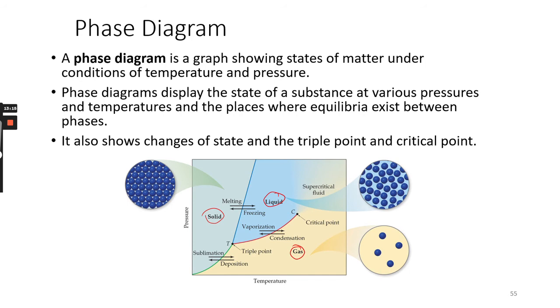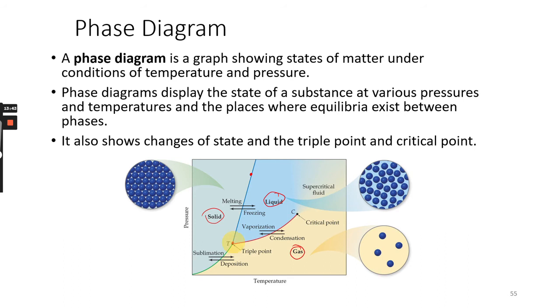So on this particular line here, say you're here, you have solid and liquid in equilibrium because you are melting or freezing. So this line here is your melting or freezing points. This line here, you have liquid and gas in equilibrium. So this is your vaporization or condensation points. This line here, you have solid and gas in equilibrium. So you're either sublimating or depositing.